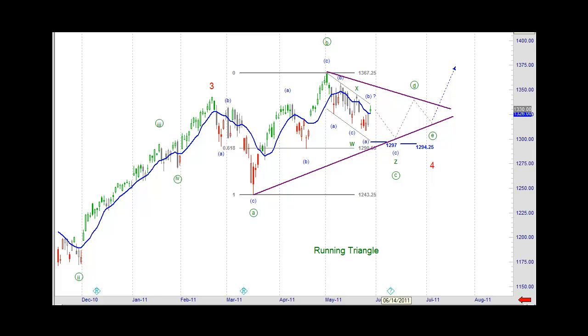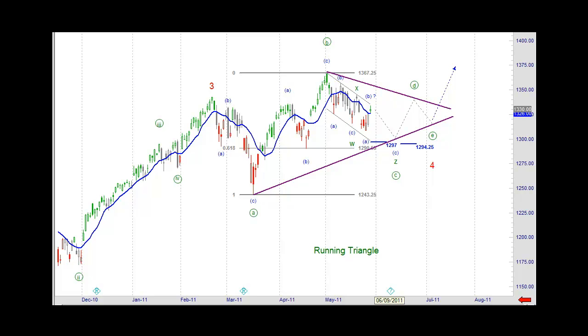In this edition, I'm going to take a look at the following markets: the E-mini S&P, copper, and the Euro US dollar. The first market that I'm going to talk about is the S&P. Tonight I'm going to focus on the two interpretations, the running triangle and the expanded flat. Each call for a near-term decline on Tuesday, but how the decline unfolds will provide the key to identifying which pattern is playing out.